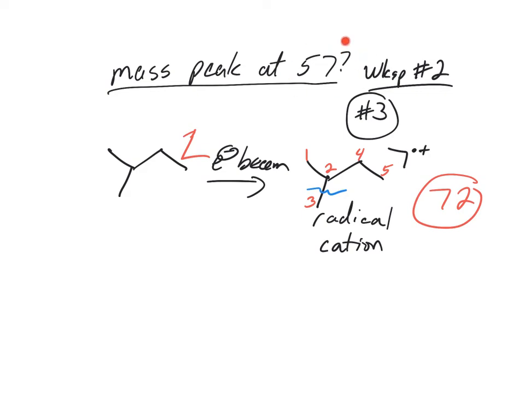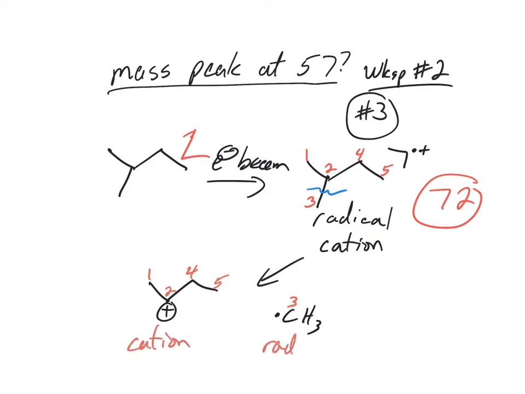Well, you see a peak at 57. That means the peak at 57 is the plus charge fragment. You only see plus charge stuff. So where's the plus charge going to be, on carbon 2 or carbon 3? Carbon 2, that's the cation. One, two, 4, 5. And then what's the radical piece going to be? Just a CH3 with a dot, and that's for carbon 3. Because now you have your cation and you have your radical.